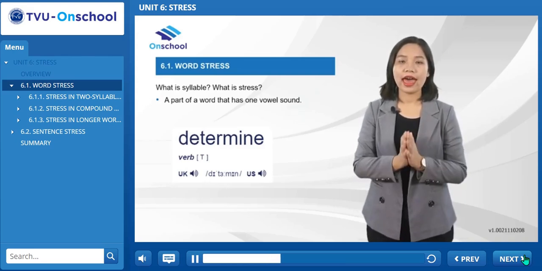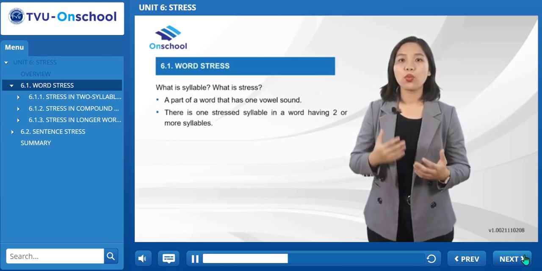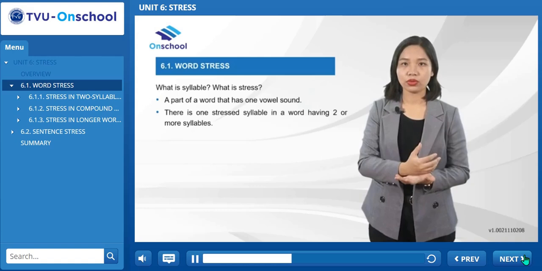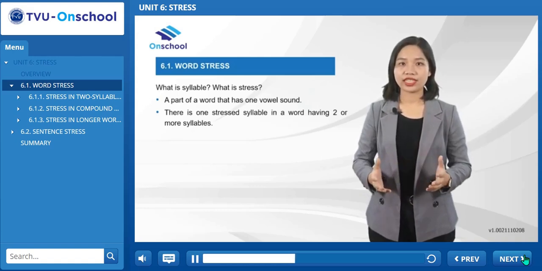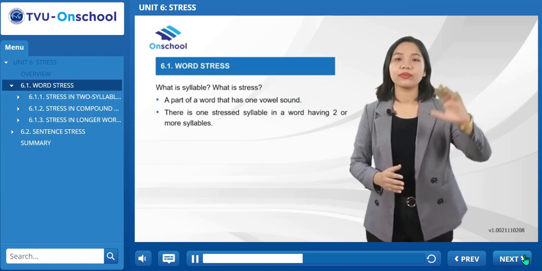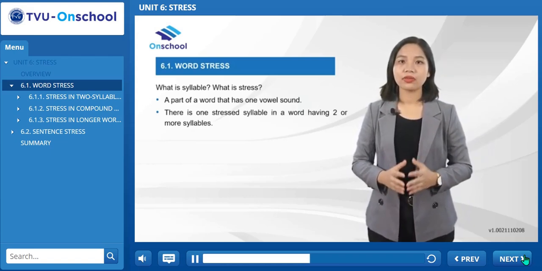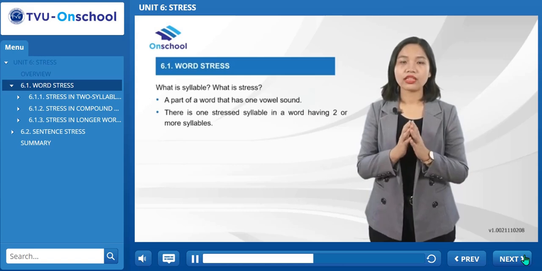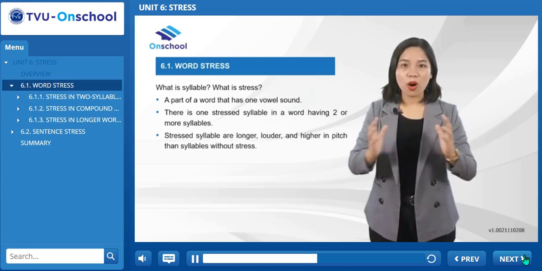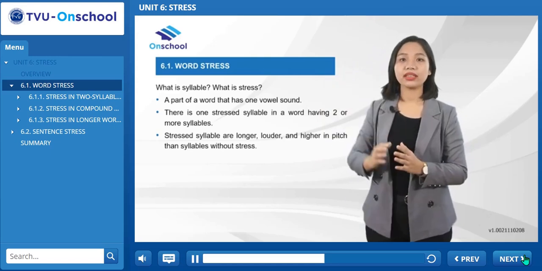When a word has 2 or more syllables, there is 1 stressed syllable. For example, in the word apple, A is the stressed syllable. The stressed syllable is often pronounced longer, louder, and higher in pitch.